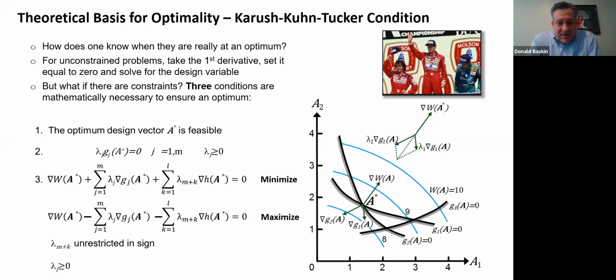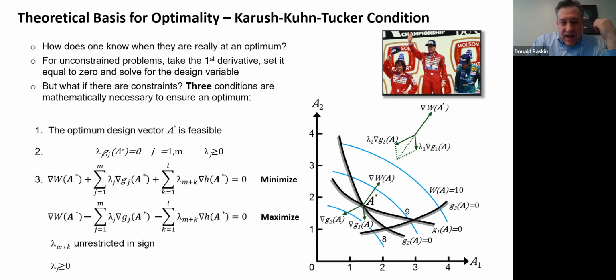In this case, W is the objective function. That was our F before. A is our design vector. That's what we called X in the previous slide. And then G and H: G is a constraint, and H is a constraint as well. So the design vector A needs to be feasible. It needs to be going in a feasible direction.